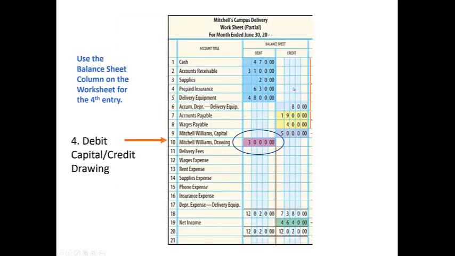For the 4th, the D, closing the drawing, we'll just find the drawing balance on the balance sheet column, give it a credit to zero it out, and then debit capital. So the drawing account is closed directly to the capital because we closed out the income summary account in step 3.